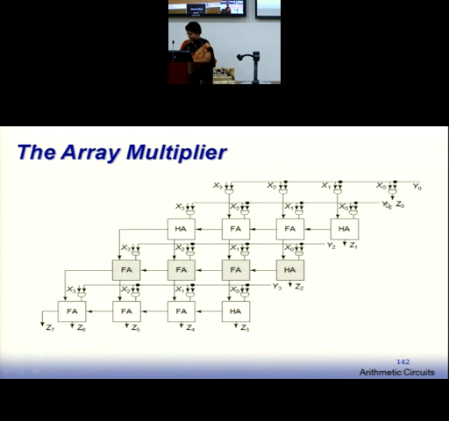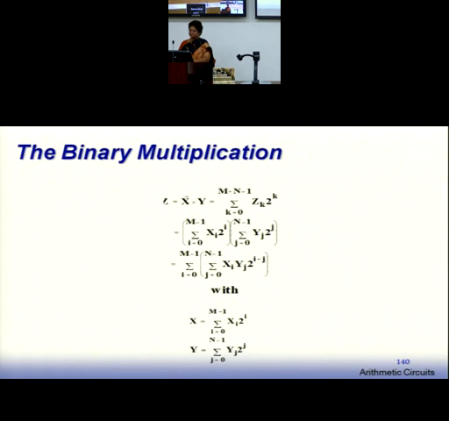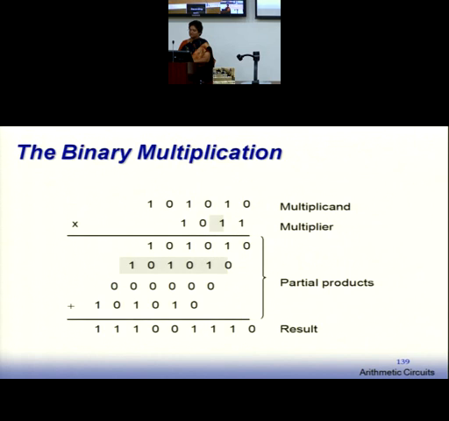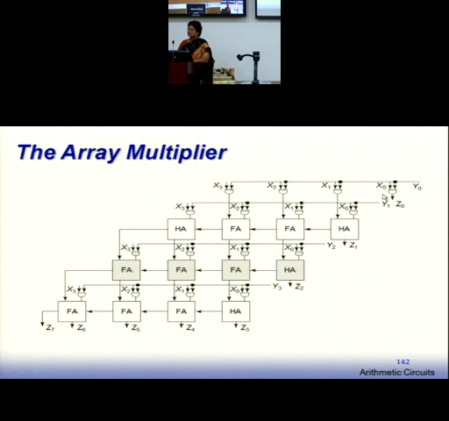What is this Y1? X is your multiplier, so Y must be your multiplicand. X is the multiplier. Okay, no, X and Y are two numbers, multiplier and multiplicand. X0, Y0 add together to give you Z0. X1, Y1 to give you Z1. X2, Y2 to give you Z2.